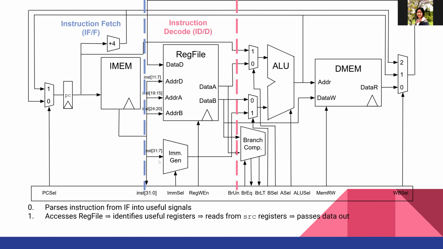And then we access the reg file, so we identify the useful registers that we need. We read from the source registers and then pass whatever data they contain out. So we can see that data A and data B correspond to the data that the registers at address A and address B hold right there.